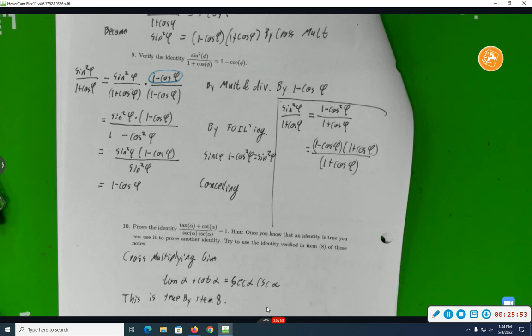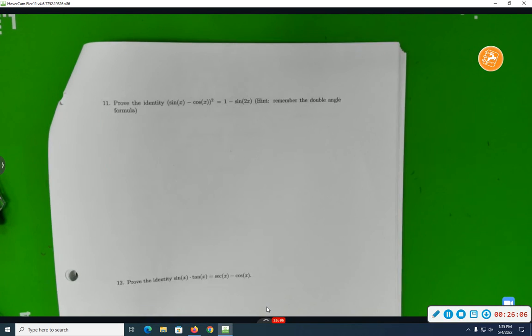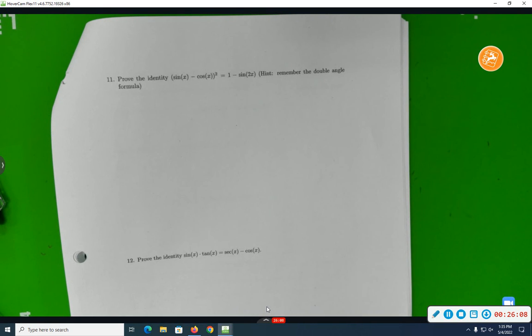Cool. So on the next page, I think there are two that are not necessarily more complicated. They just use ingredients that we haven't used yet in this packet. So here is an item I claim is true: sine x minus cosine x, quantity squared, is equal to 1 minus the sine of 2x. So there's an identity to be proven.